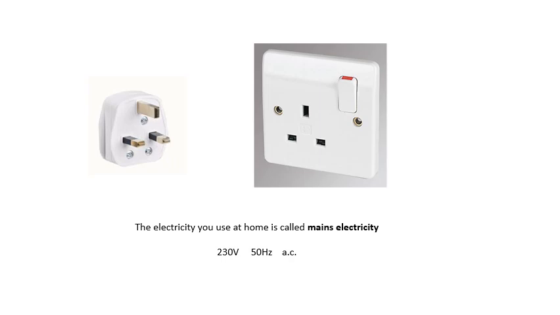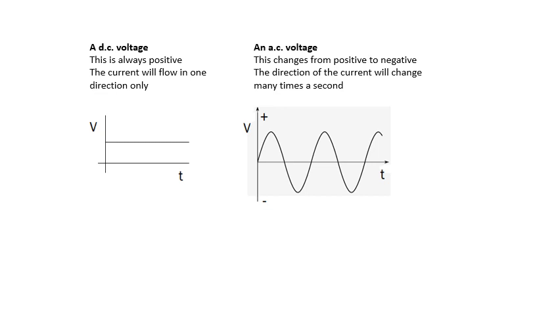Now, what does that mean? 230 volts, 50 hertz AC. Well, you've got DC and you've got AC. DC is direct current, AC is alternating current. So direct current, a DC voltage, this is always positive, like the voltage you get from a battery or a cell. You know, you've got your positive and your negative terminal, and that's that. They don't change. The current will always flow in one direction. Yeah, the direction of the voltage doesn't change. The direction of the current doesn't change.